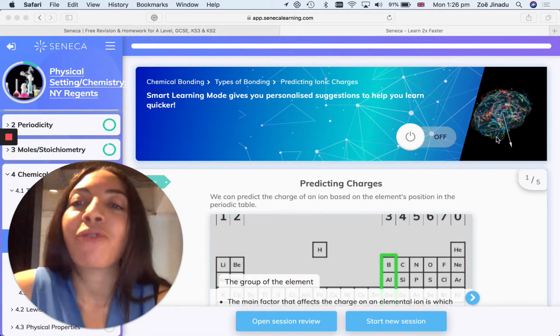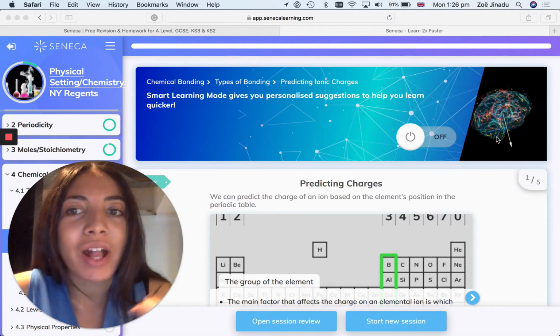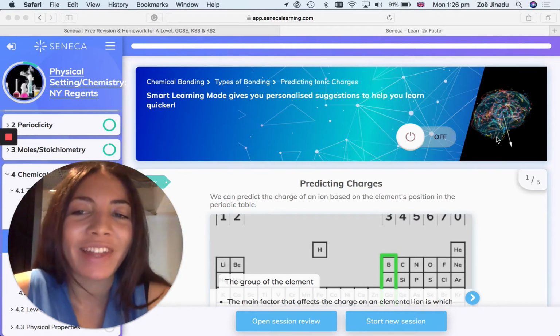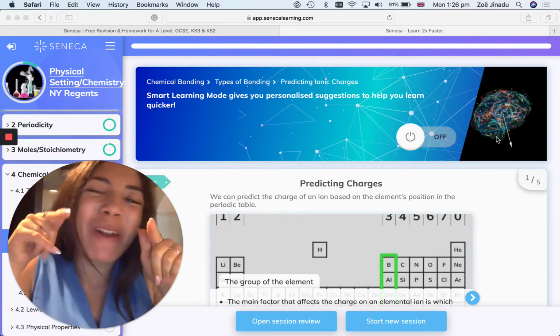Everyone, it's Zoe from Seneca, and today we're going to be talking about predicting ionic charges, which is almost as exciting as predicting the future. Not quite, but it's almost there.